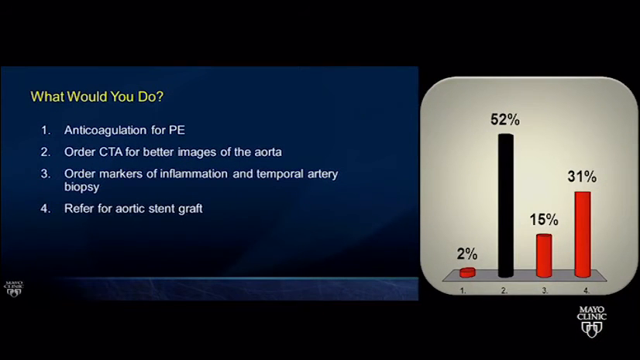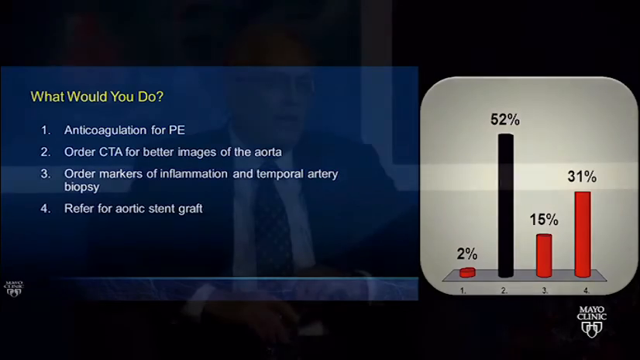So 52% said get a CTA of the aorta, 31% said refer for stent graft. Yeah, this is a regular hypertensive patient. He's not in our aortopathy practice, and he was out of town, got chest pain, came to see me 2 weeks later, and he said, good news, I didn't have a pulmonary embolus. But you get the images when people have events like this. So I requested the images, and you can tell he doesn't have a PE, but his aorta doesn't look normal.